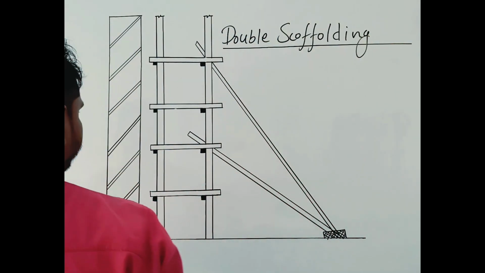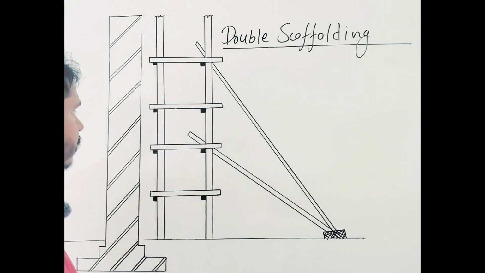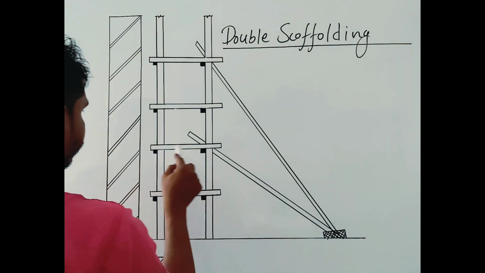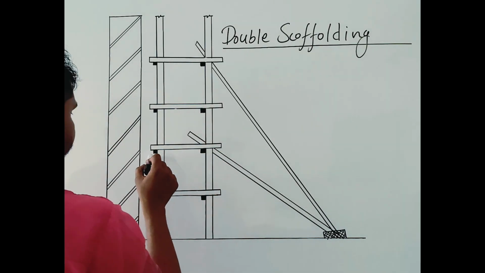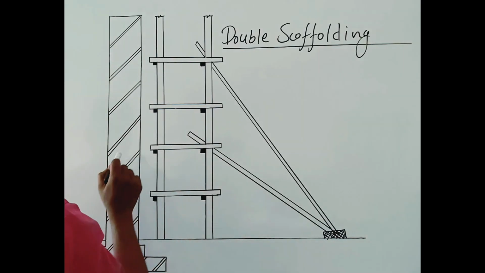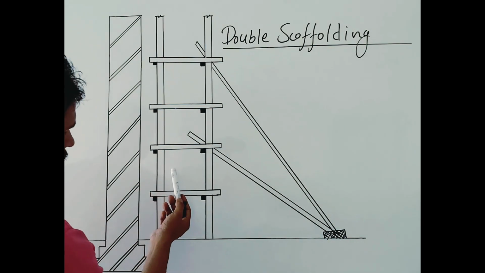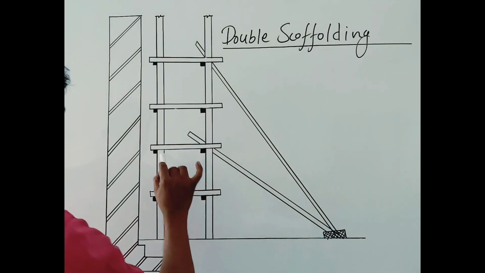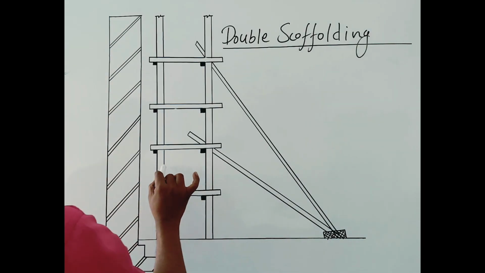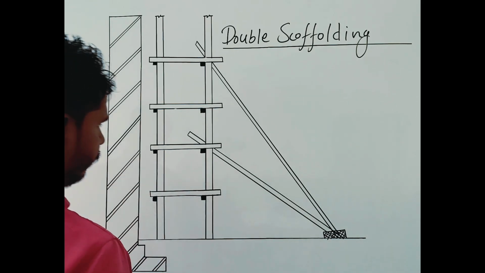What is basically the difference between single scaffolding and double scaffolding? In single scaffolding, the put log is rested at one end on the ledgers, but the second end is rested on the wall. But in double scaffolding, there is no relation between the wall and the scaffolding. The scaffolding is freely standing. There is no connection between wall and scaffolding.